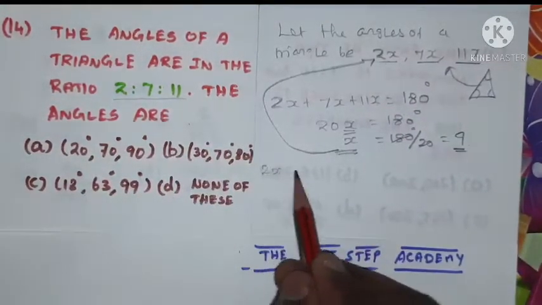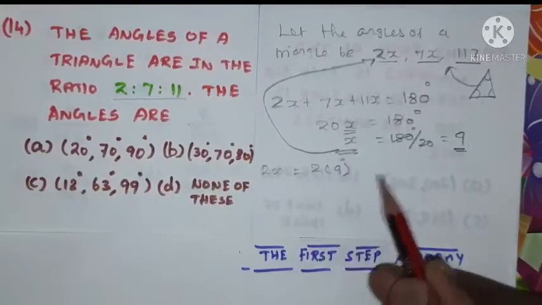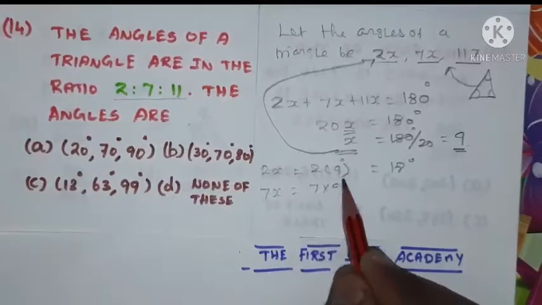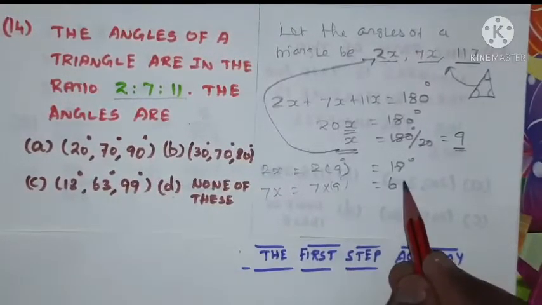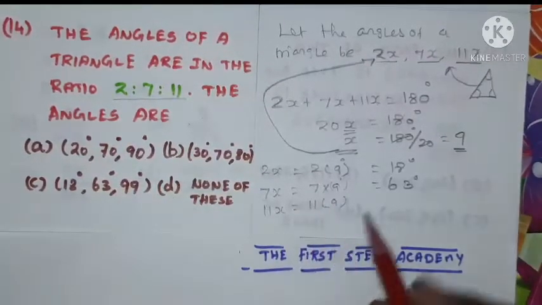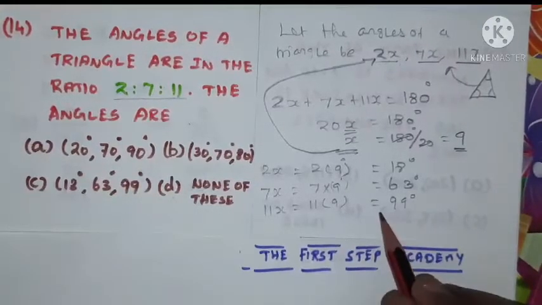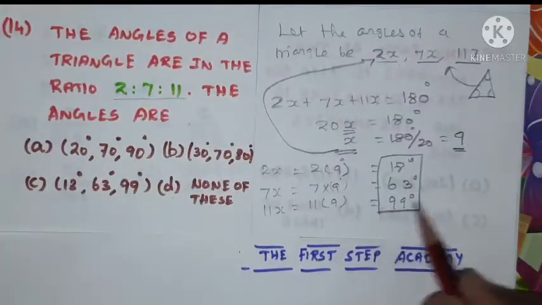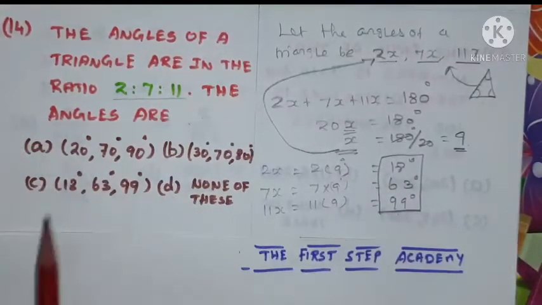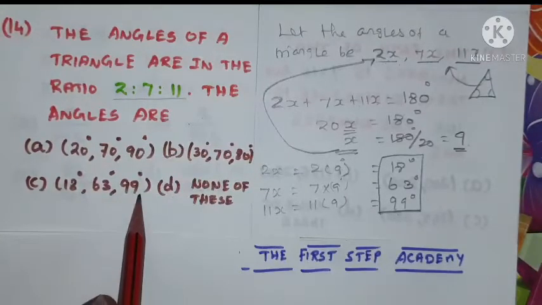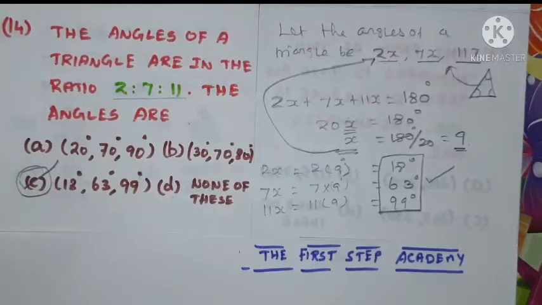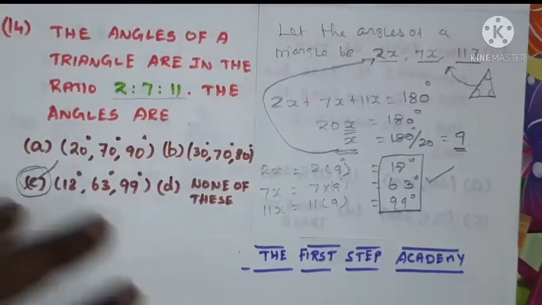Now 2x is equal to 2 into 9 degree, which is 18 degree. Next 7x is 7 into 9 degree, which is 63 degree. Next 11x is 11 into 9, which is 99 degree. So the angles of the triangle are 18 degree, 63 degree and 99 degree. Option C is the right answer for this particular problem. Hope you understand. Good. We'll go to the next one.